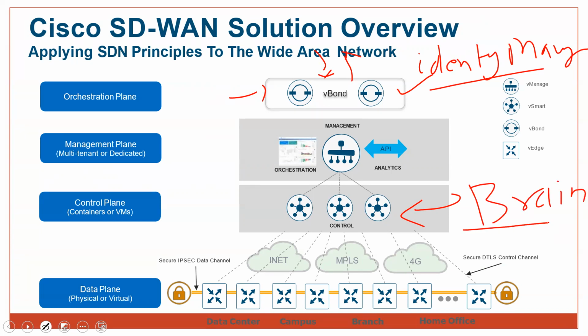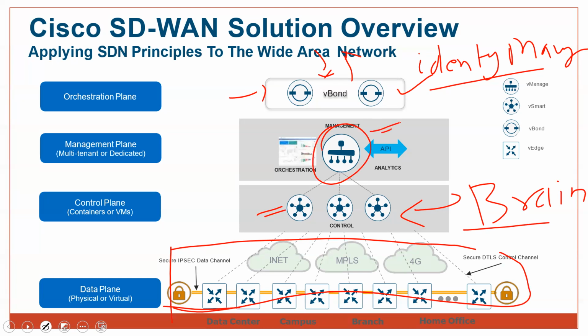Brain means all the control and data policies you have to create at the level of vSmart, and then vSmart will push these policies to the edge devices, whoever is doing the actual data forwarding. Okay, so vBond is your identity manager. vSmart, they are the brain, they have the intelligence. vManage is your management plane.